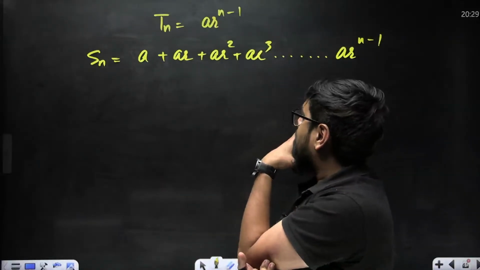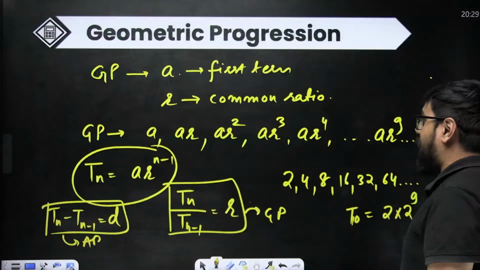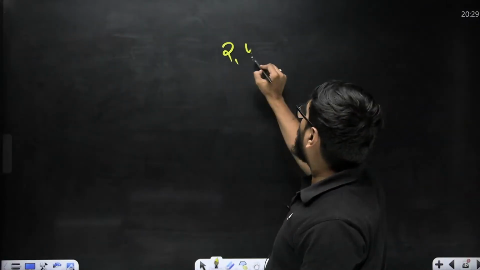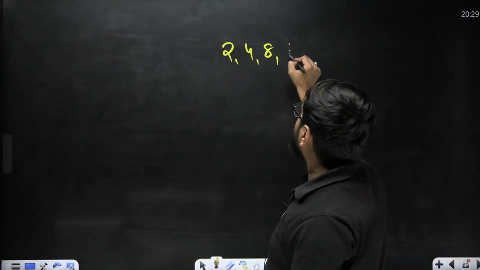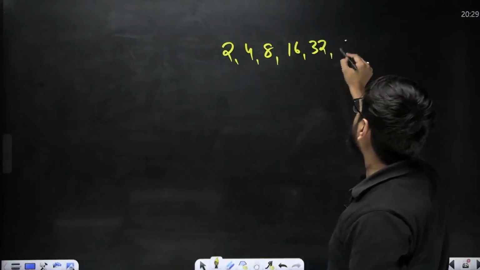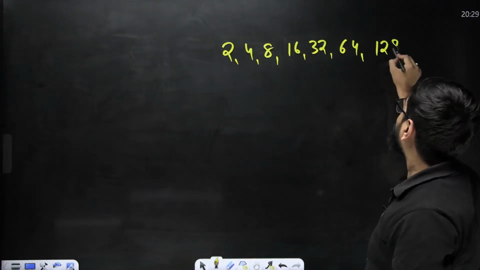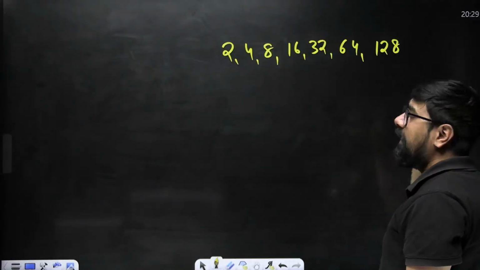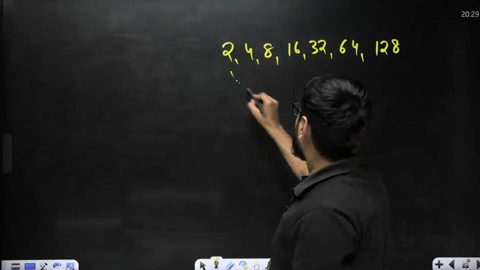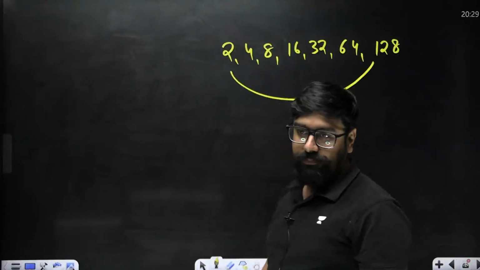Okay, now one more thing. When I'm writing this, 2, 4, 8, 16, 32, 64, 128, whenever I'm writing this, what I see is the product of these two. What is it?